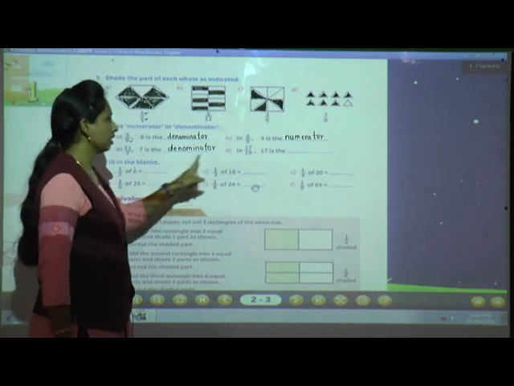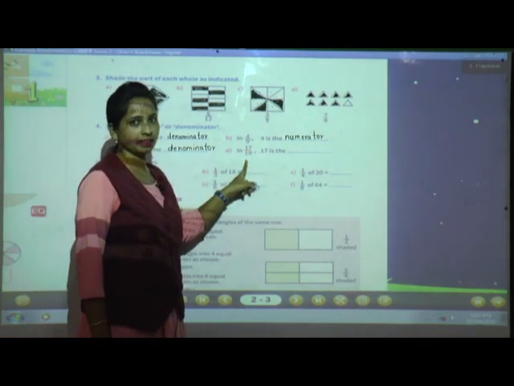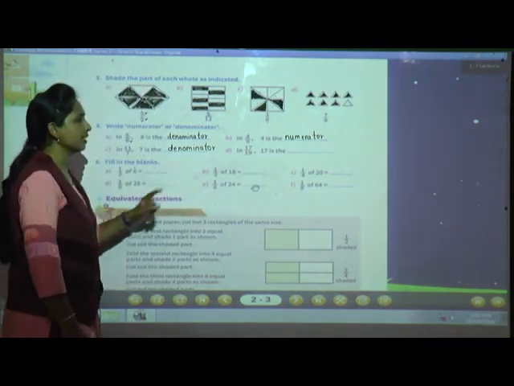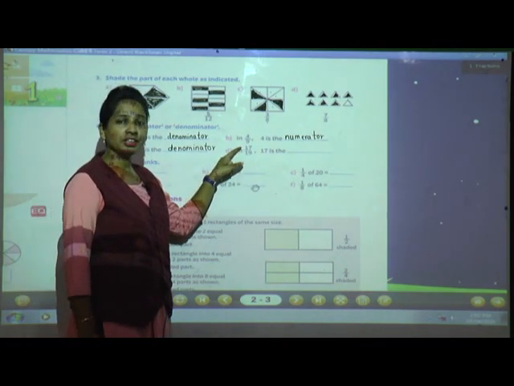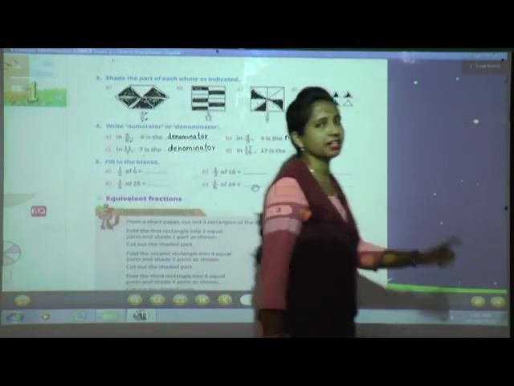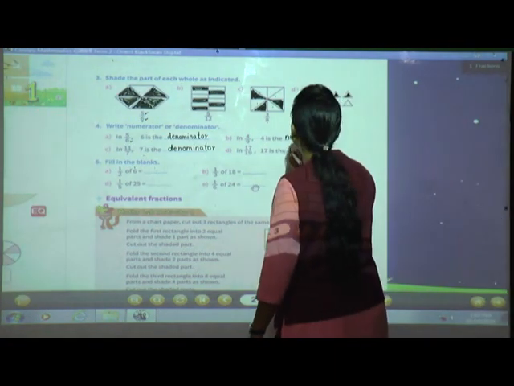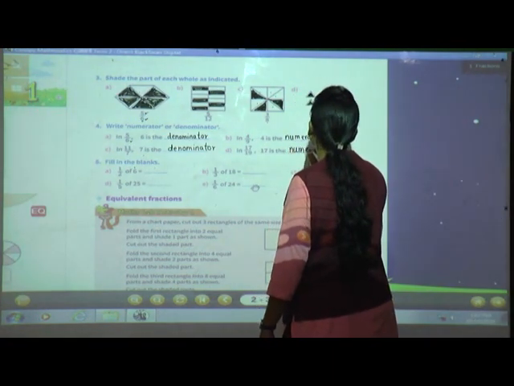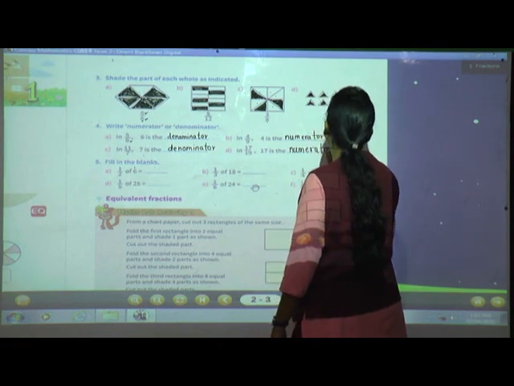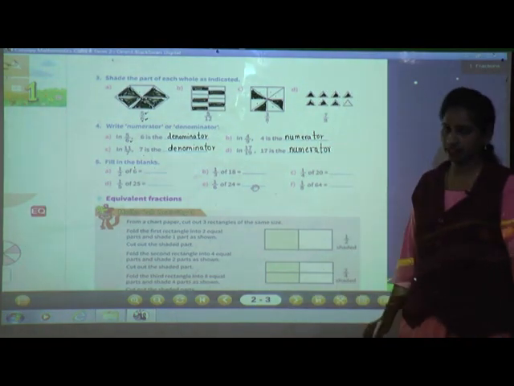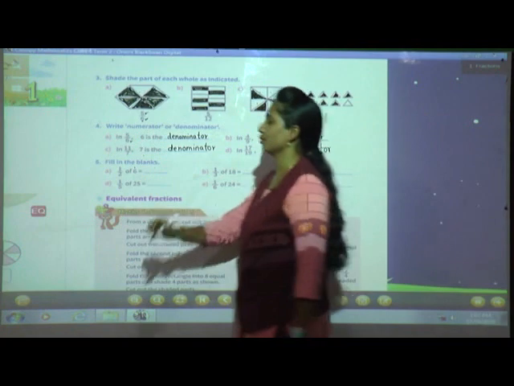Okay, the next, in 17 by 19. Now 17, where is 17? On the top, isn't it? If it is on the top, what we have to write? Numerator. Clear? Yes. Now we'll move to the fifth question.